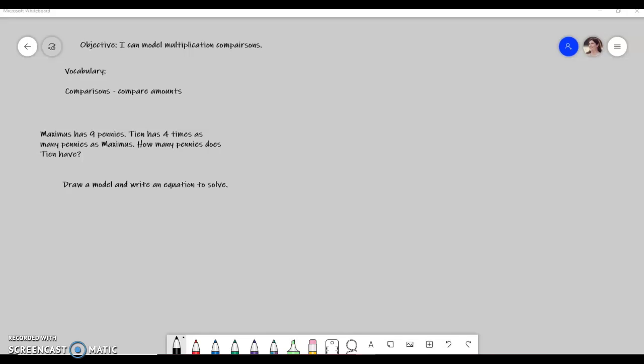Okay, our objective today is I can model multiplication comparisons. Our vocabulary is comparison. So what does that mean? Well, that means compare amounts. So that basically means I can model multiplication by comparing their amounts.